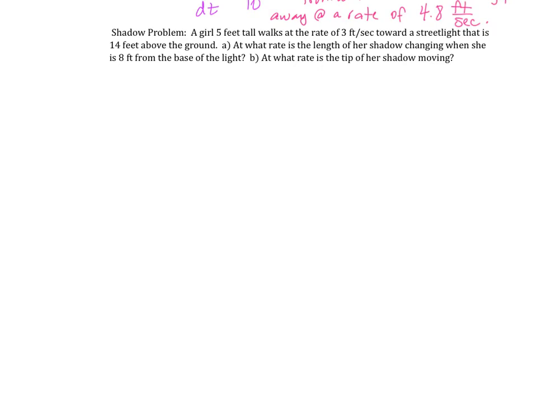Okay, so let's talk about she doesn't have a name. We'll call her Lucy. Okay, so she is walking toward a street light. So let's do your picture. Here's the street light. It is 14 feet tall. And Lucy, here's Lucy, who's 5 feet tall, is walking this way. It says toward the street light at a rate of.